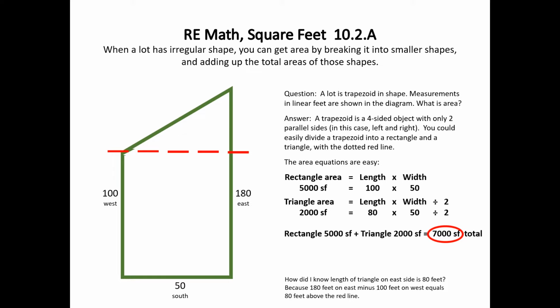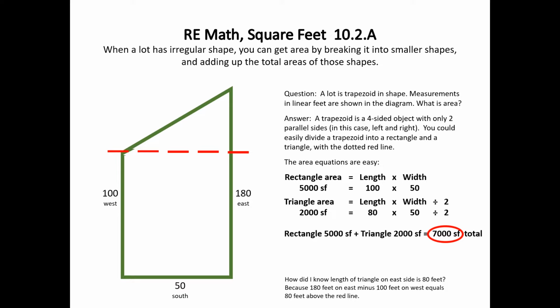Question: a lot is trapezoid in shape. Now, at this point, everybody freaks out. They go, "Oh, I don't remember what a trapezoid is." Honestly, I didn't remember either what it is. But a trapezoid is a four-sided object with only two parallel sides. So, let's start again. Question: a lot is trapezoid in shape. Measurements in linear feet are shown in the diagram.